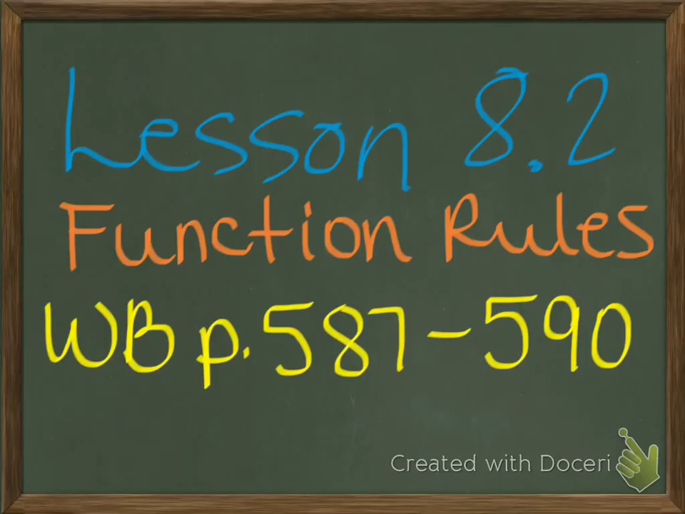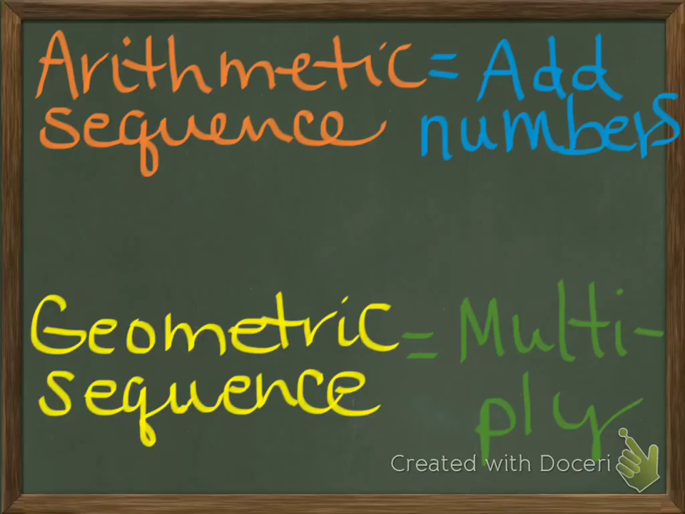Lesson 8.2 covers function rules. You can see workbook pages 587 to 590. The main vocabulary words there are the arithmetic sequence, which means you're adding the numbers in the sequence, or the geometric sequence, you are multiplying numbers in the sequence. You have to be able to tell me which type of sequence it is and show on the table.